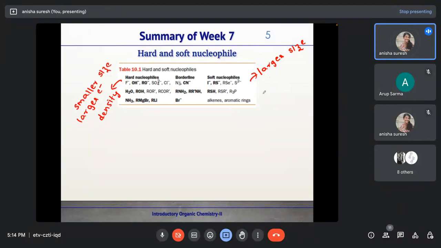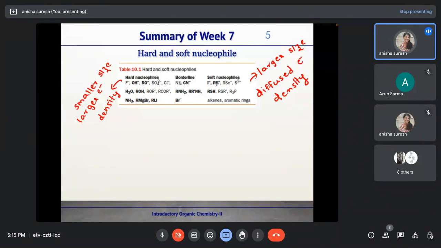Because of that, the electron density will be diffused electron density. That means it will be spread over that entire molecule. So overall, if we are considering electron density, the electron density will be smaller in case of soft nucleophiles. Some examples of soft nucleophiles are I minus, RS minus, RSC minus, S2 minus, RSH, RSR dash, R3P, alkenes, aromatic rings, etc.